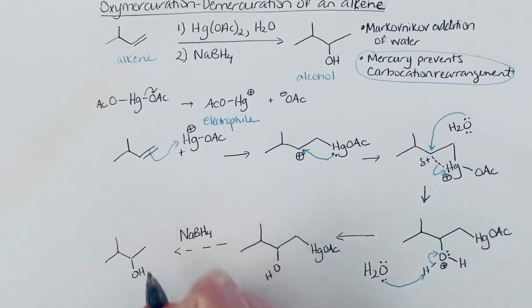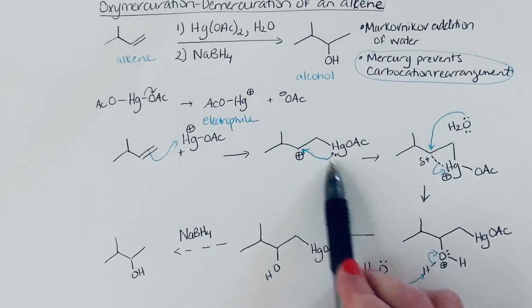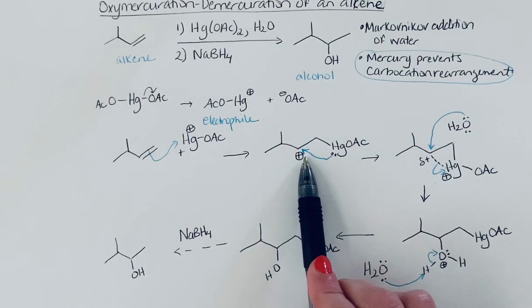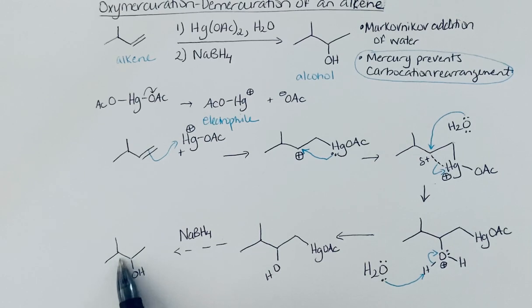And so the product is that secondary alcohol. The mercury has stopped a carbocation rearrangement so that we don't end up with the constitutional isomer, or the alcohol bound to that tertiary carbon.